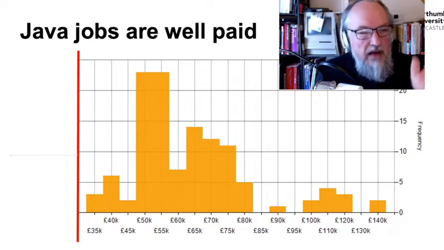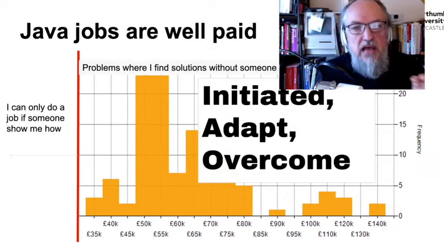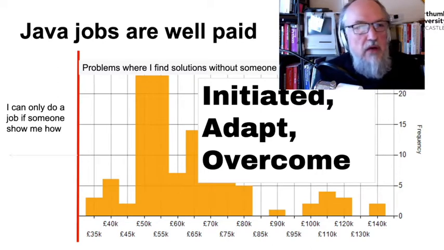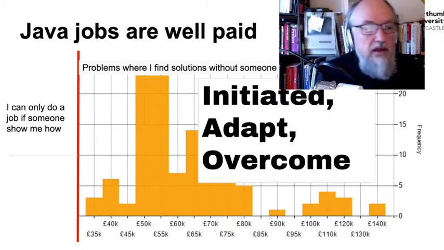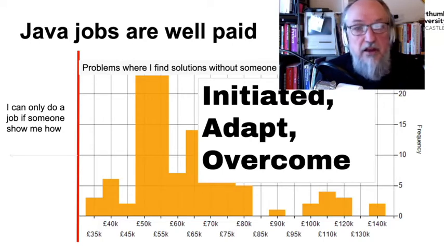Now, I've drawn a red line there, and that's an important red line to talk about, because left of that line are jobs that anybody can do, because you can be shown exactly how to do it. Beyond that red line are jobs where, for example, you go into a place and say, I want this, and they go, well, I haven't been shown how to press that machine yet, so you can't have it. Whereas beyond that red line, if you do not know how to do something, you figure it out. You initiate, you adapt, you overcome. This is the primary skill most employers are looking for.